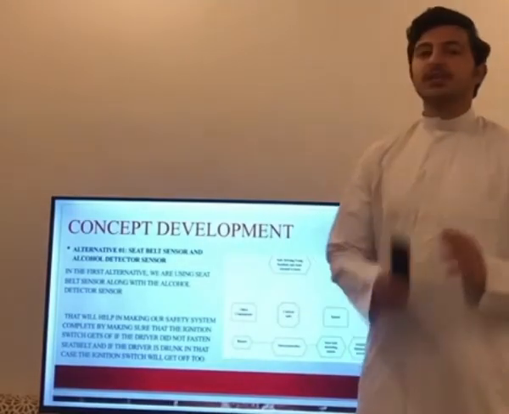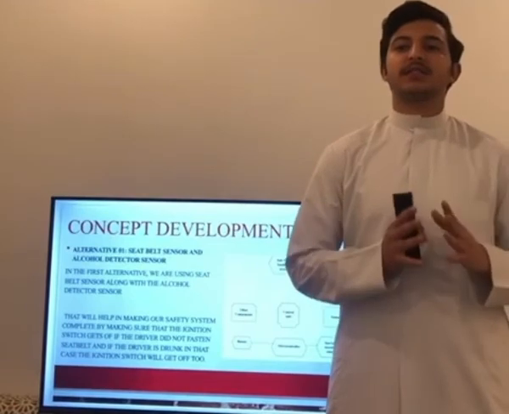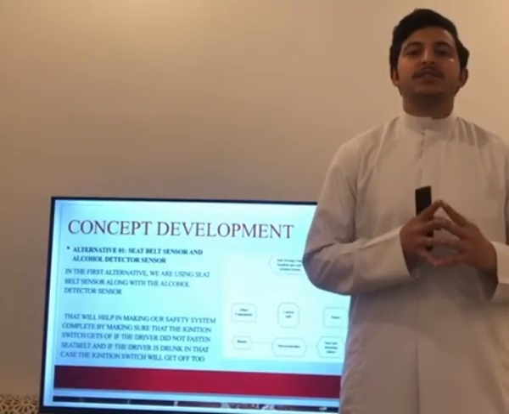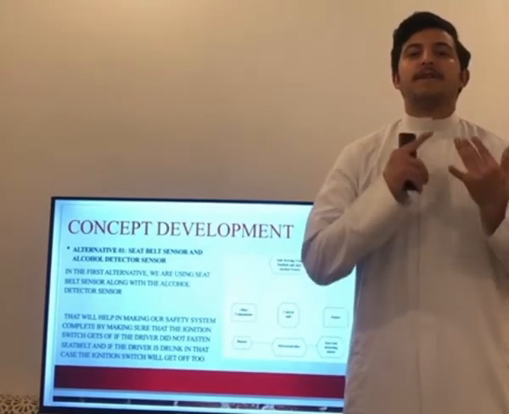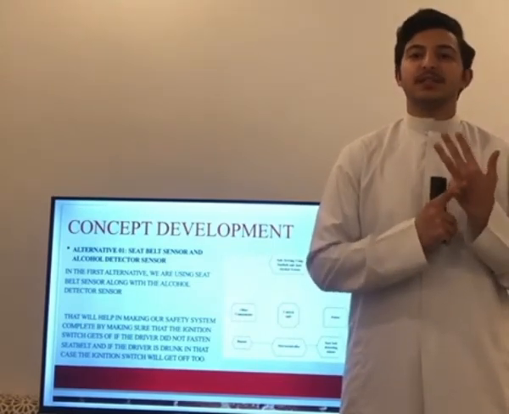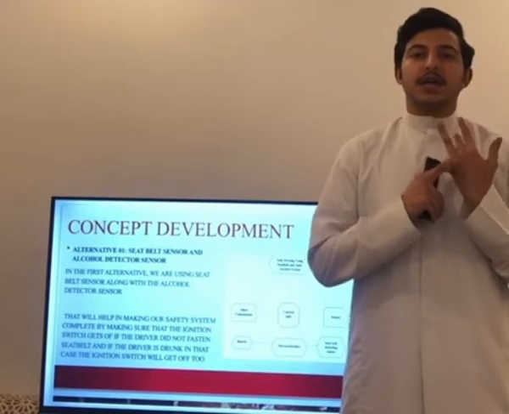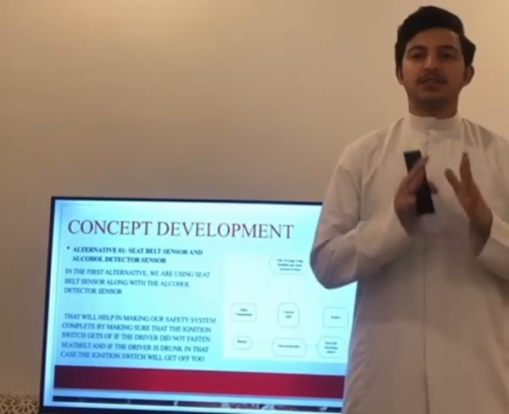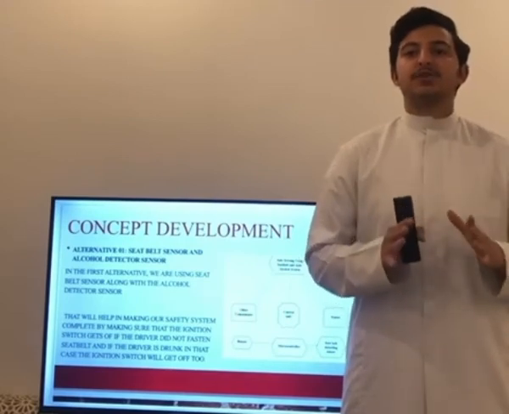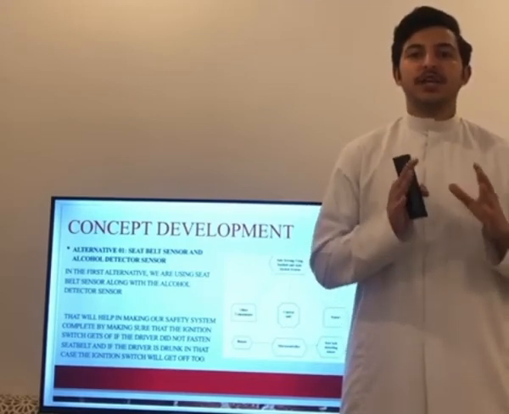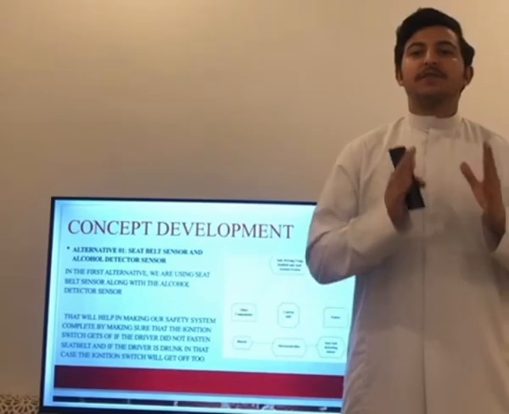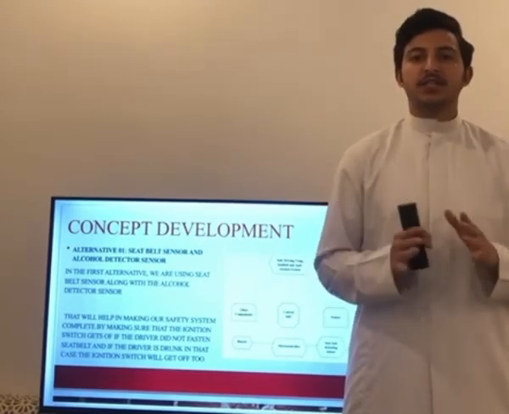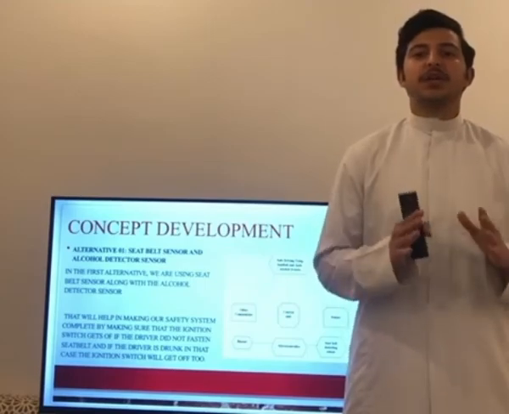This slide contains details about our first alternative in the concept development section, and details are mentioned below. In the first alternative, we are using a seatbelt sensor along with the alcohol detector sensor that will help in making our safety system complete by making sure that the ignition switch gets off if the driver didn't fasten the seatbelt, and if the driver is drunk, in that case the ignition switch will get off too.